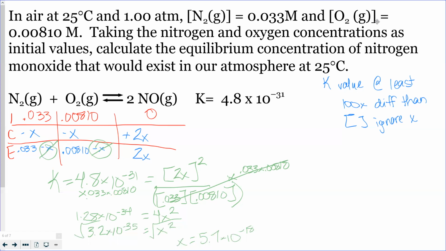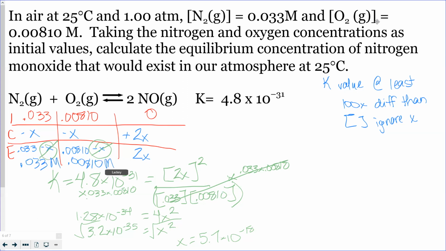So when we go plug that back in, here's why we can ignore that x factor. If you do 0.033 minus 5.7 times 10 to the negative 18th, you still get 0.033. Because that x is so small, it's negligible. Same thing with the oxygen. It would end up being the 0.00810.